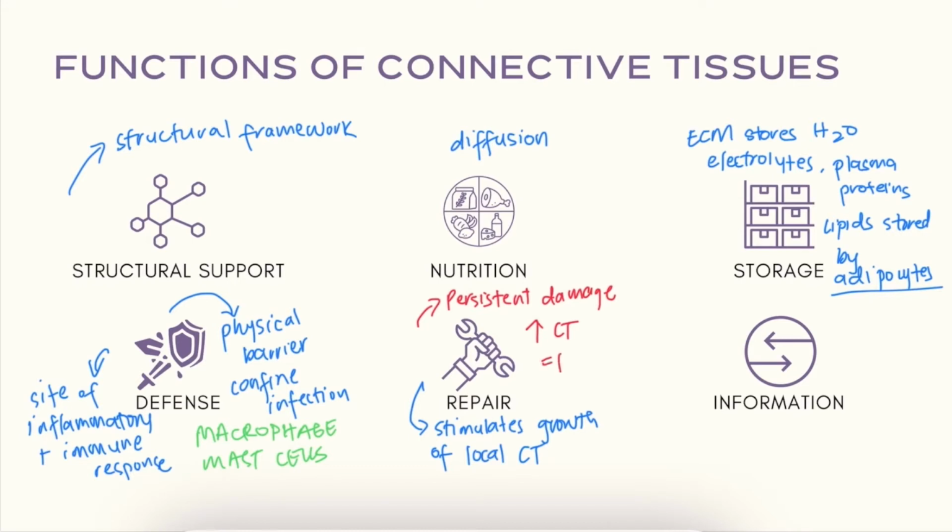And finally, it plays a role with information. So many molecules secreted by cells that are involved in cell-to-cell signaling, for example, growth factors and inflammatory mediators, do not diffuse freely through connective tissues but are bound by ECM components. This binding can result in several effects, including limiting the spread or producing locally high concentrations of the signal.